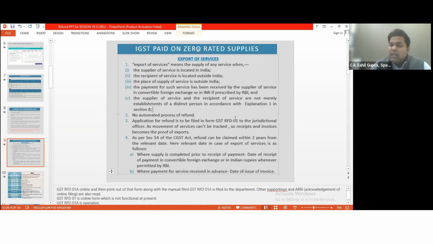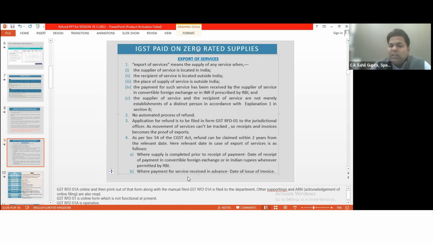And in the case of export of services, if we pay the taxes on export of services, or under unutilized ITC we export the services under LUT, in both the cases there is a manual process of refund. Application to the jurisdictional officer will have to be made in form GST RFD 01 within 2 years from the relevant date. In the case of export of services, the relevant date is defined from the export of service definition, where there is a condition that payment should have been received and place of supply should be outside India.